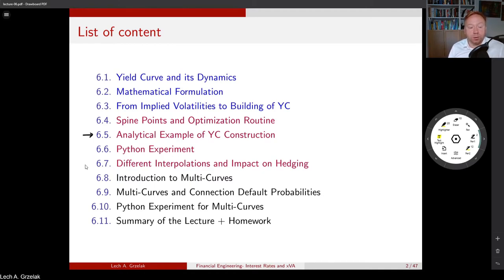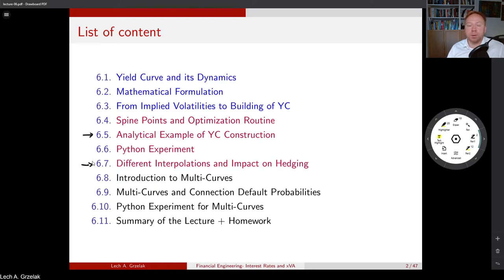And then also an important part is the impact of different interpolations in the construction of the curve, and also the impact on hedging. So here we will also discuss, if we have different interpolations, how to choose the interpolation, and what interpolations would make sense in hedging strategies.